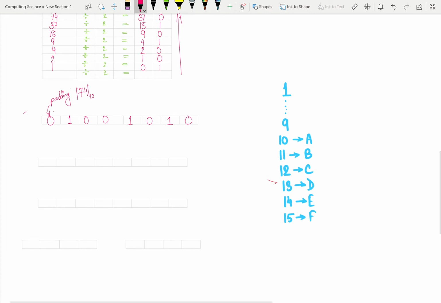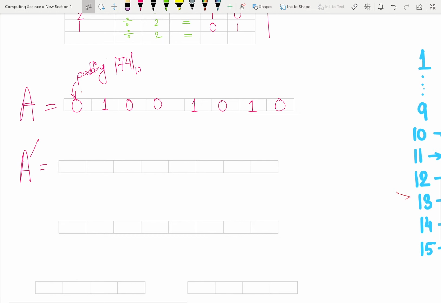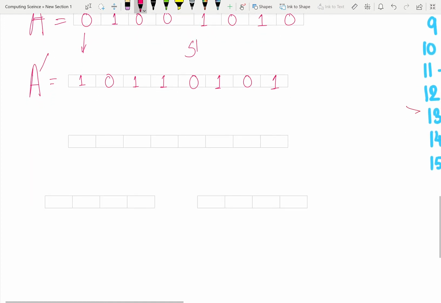So if we consider this number as A, let's negate this number. We all know the meaning of negation if you have taken discrete mathematics or basic algebra. If we negate it, everything changes to the opposite. 0 becomes 1, 1 becomes 0, 0 becomes 1, 0 becomes 1, 1 becomes 0, 0 becomes 1, 1 becomes 0, and 0 becomes 1. So that's step 2.